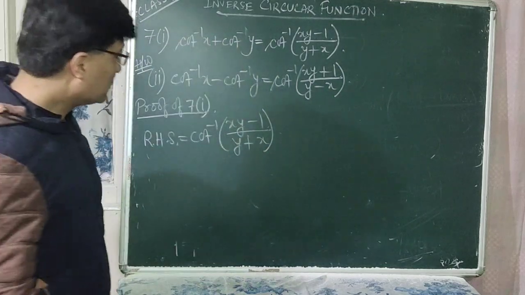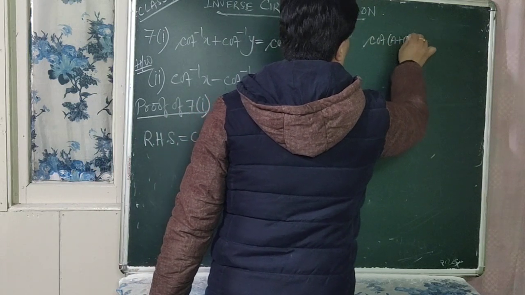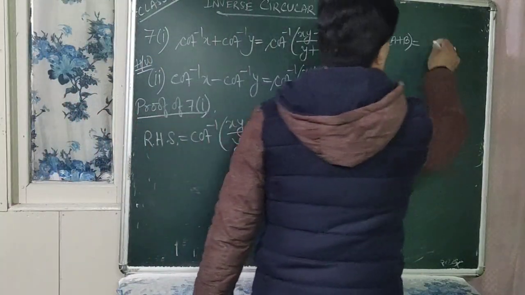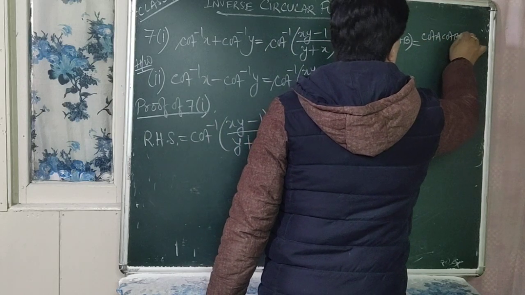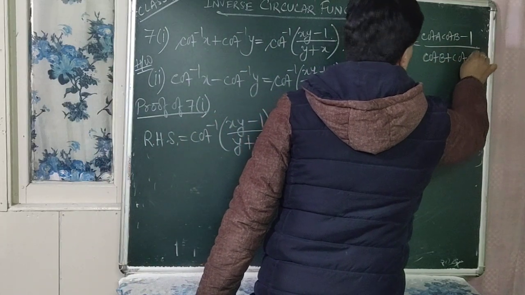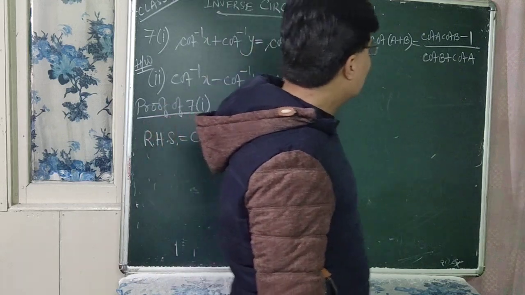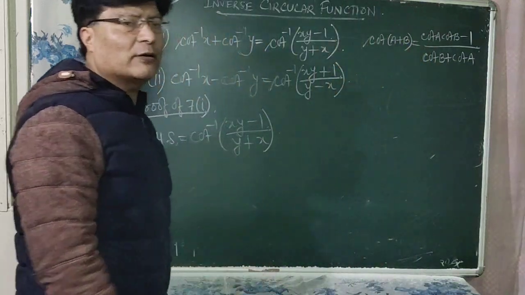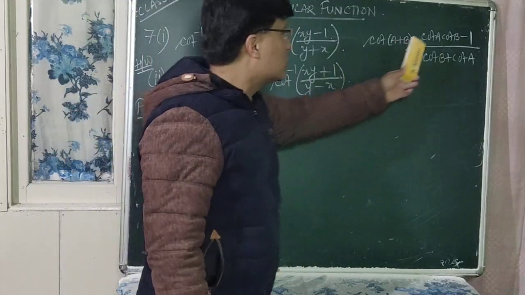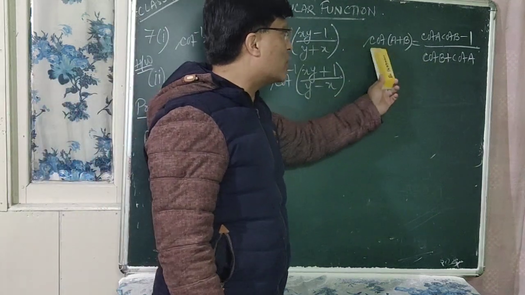In this, the formula we use is from compound angles, cot of a plus b. Can you tell me what is cot of a plus b? It is cot a cot b minus 1 whole divided by cot b plus cot a. This formula is from the compound angle. So you should assume x is equal to cot a and y is equal to cot b. So it will be cot a cot b minus 1 divided by cot b plus cot a, so that you can use this formula cot of a plus b.